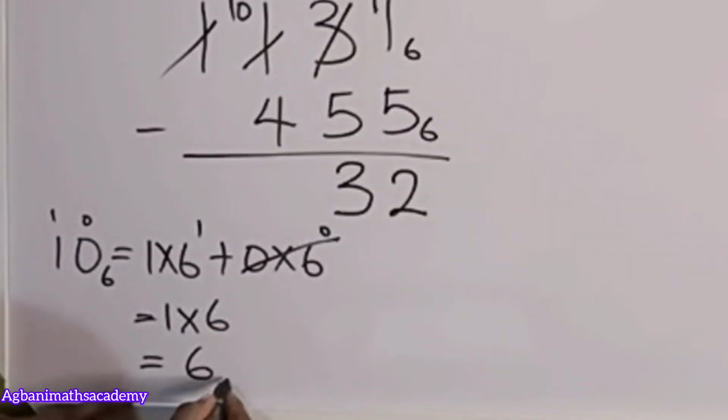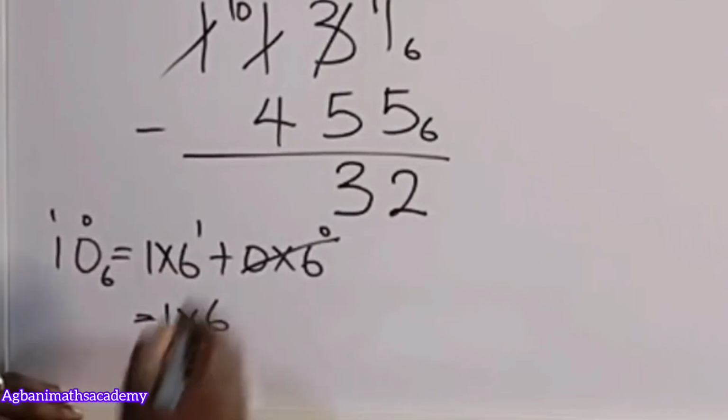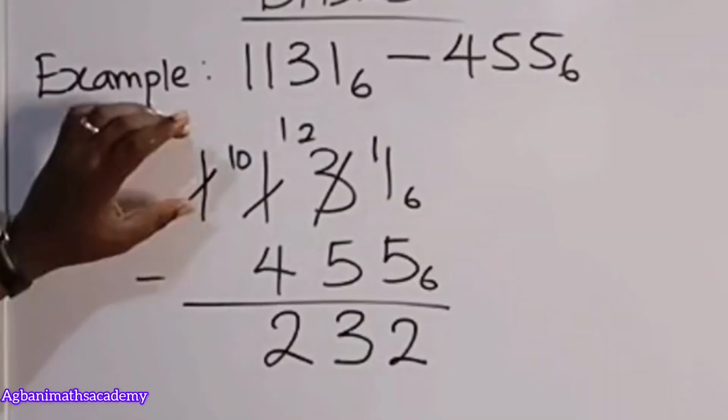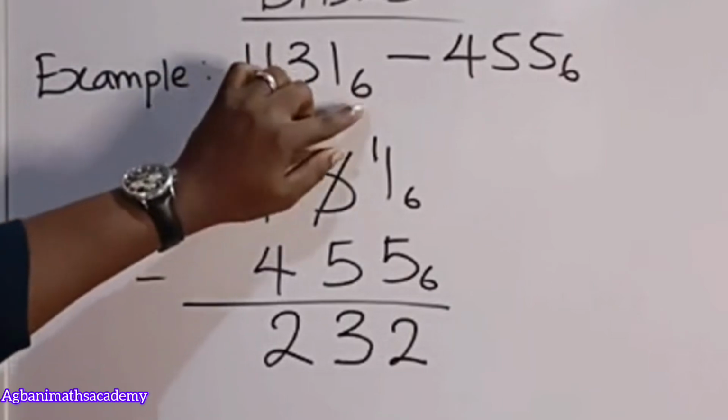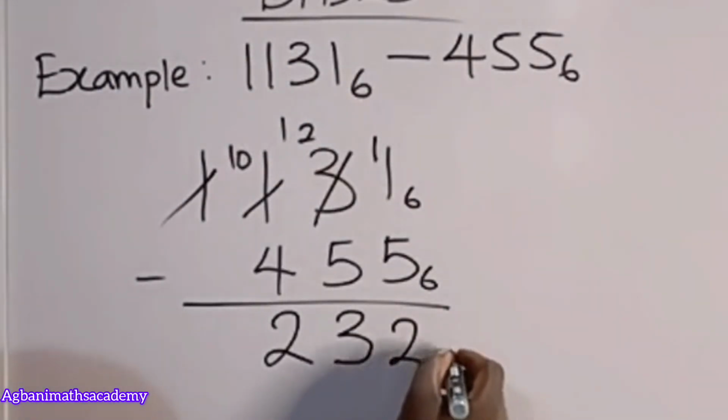So what we are going to use to subtract 4 is 6 base 6. This incorrect value, 6 base 6, that's what we're going to use to subtract 4. So 6 minus 4, that will give us 2. 1131 base 6 minus 455 base 6 is equal to 232 base 6.